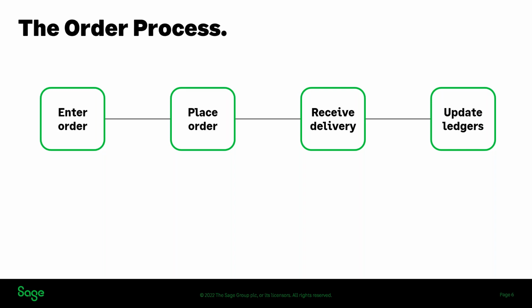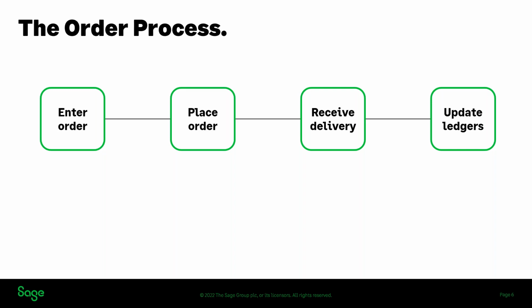First, we'll enter the order. The order will then need to be placed on order. Until that point, it's really just a draft order until it's placed on order. Essentially, you've placed the order with your supplier. You'll then need to just wait to receive the delivery, so receiving the goods. And then the final step, this is a step which some people use and some people don't.